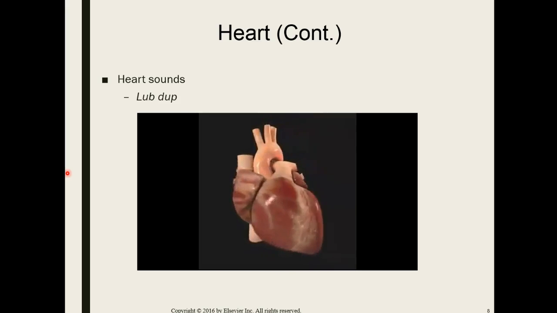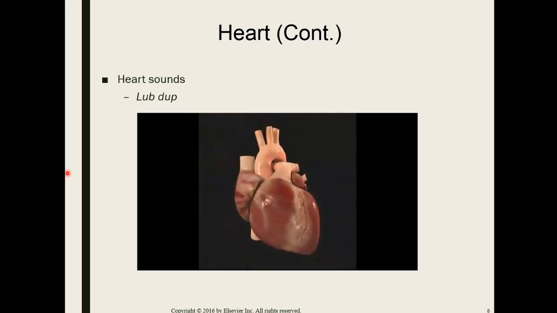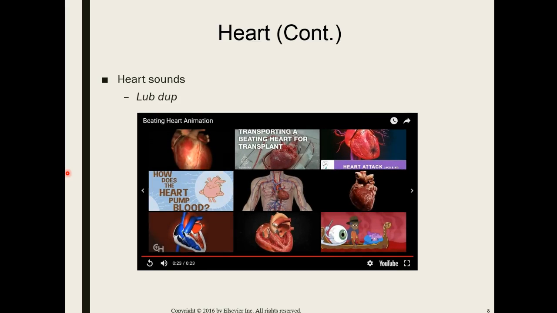So the lub, or that first sound, is going to be caused by vibration and closure of the AV valves during contraction of the ventricle. And then the dub, or that second sound, is going to be caused by the closure of the semilunar valves when the ventricles relax. So the first sound is the closure of the AV valves, and then the second is the closure of the semilunar valves.